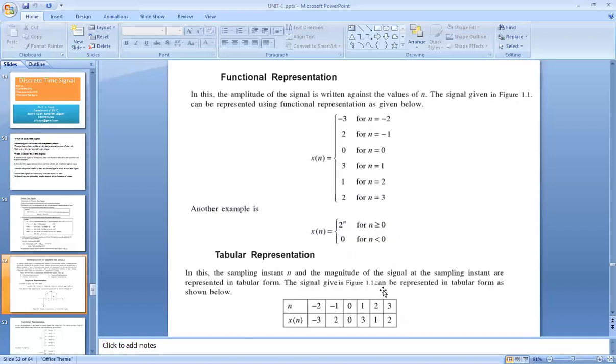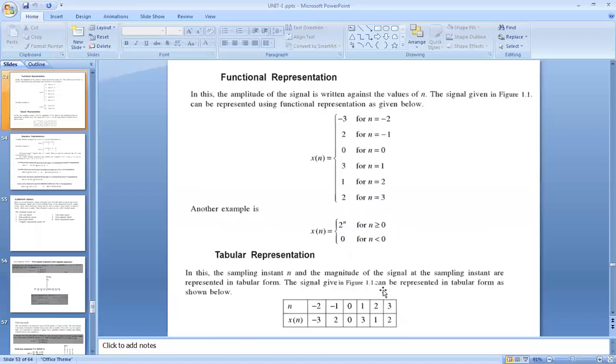Now, the second one is functional representation. In this representation, we will specify the value of x of n for each n. So here the amplitude of the signal is written against the value of n. Here from the figure, it can be represented using the functional representation.